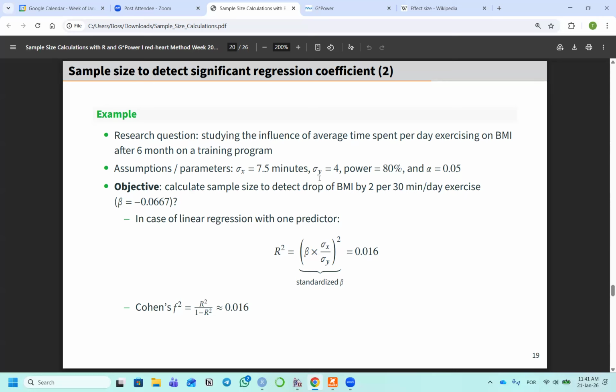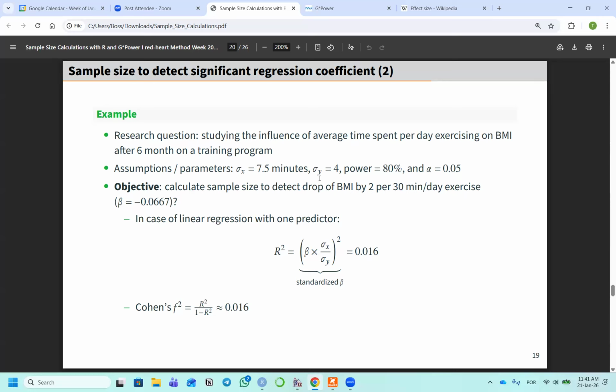Good. And I'm going to calculate my sample size that helps me to detect the drop of BMI by 2 per 30 minutes. So that is my beta is equal to 2 by 30, which is equal to 0.0667. So to get this effect, how many patients should I recruit? That's the question I should ask myself.